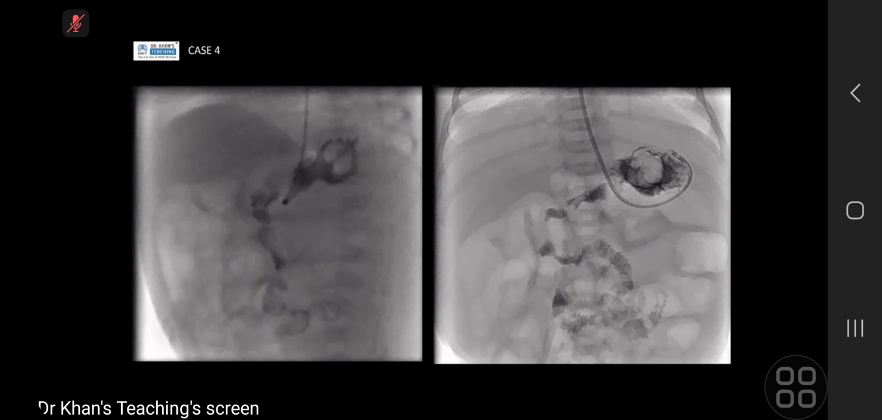This is an upper GI series showing that the contrast is passing through the stomach and duodenum, and the DJ junction appears at L2. It is not crossing towards the left side. So this could be a malrotation with a volvulus. Okay. Are you seeing any evidence of volvulus here?